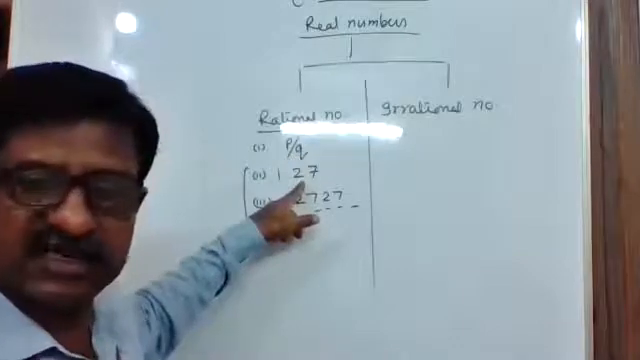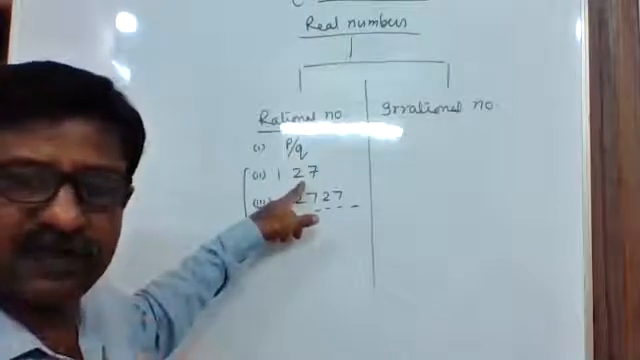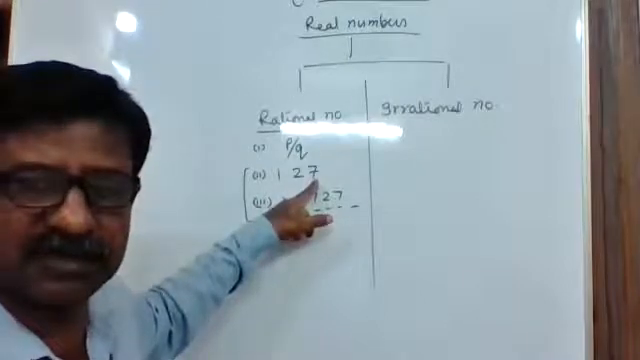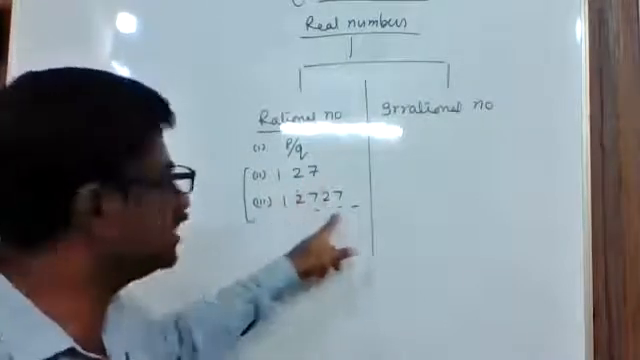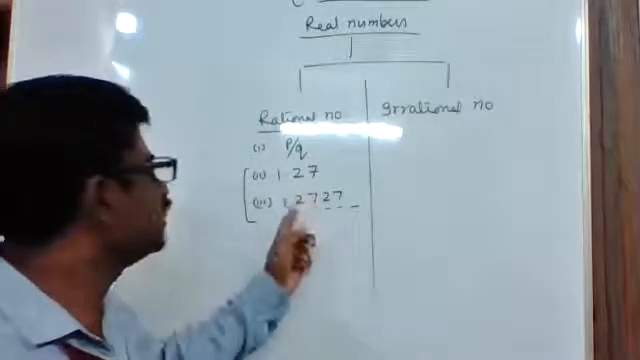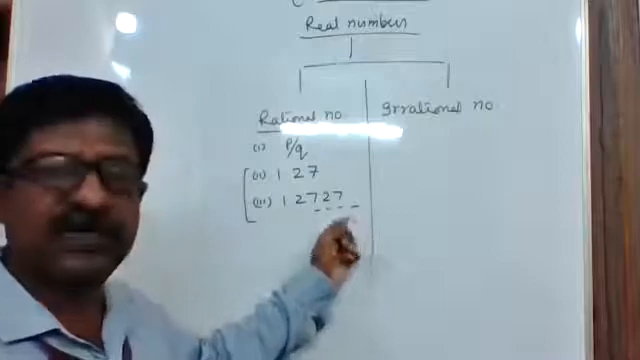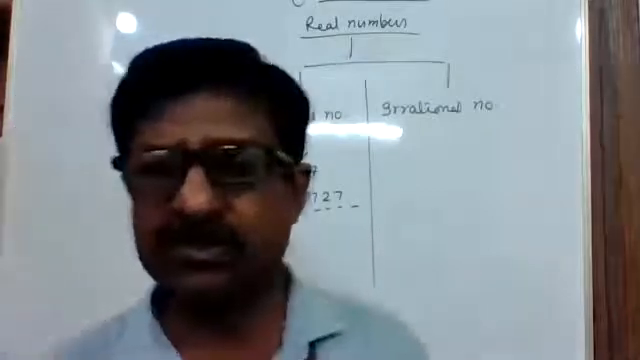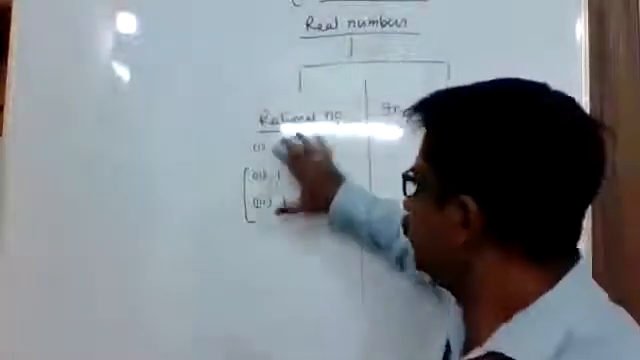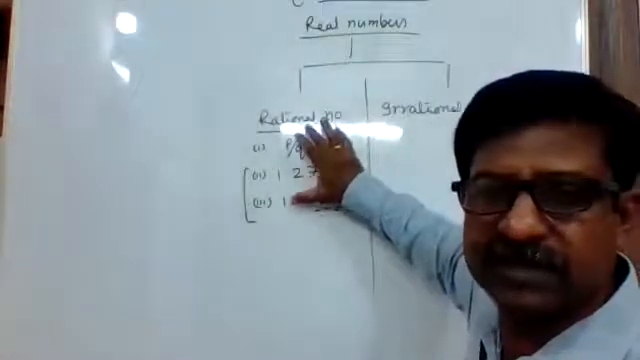Then we will discuss how to represent a number which has a terminating decimal, a fixed number of digits after the decimal point. Next, we'll see how to represent a number which is non-terminating but repeating, like 27272727, this is repeating. Therefore, first we'll focus on these three topics.